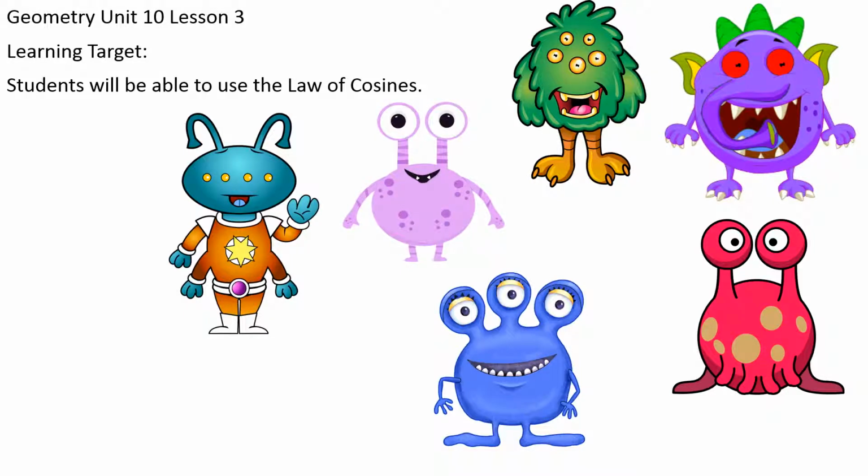Hey, our good alien friends are back. So it must be another situation where we're going to have 6 pieces of a triangle, 3 sides and 3 angles. And today we're going to be looking at the law of cosines.